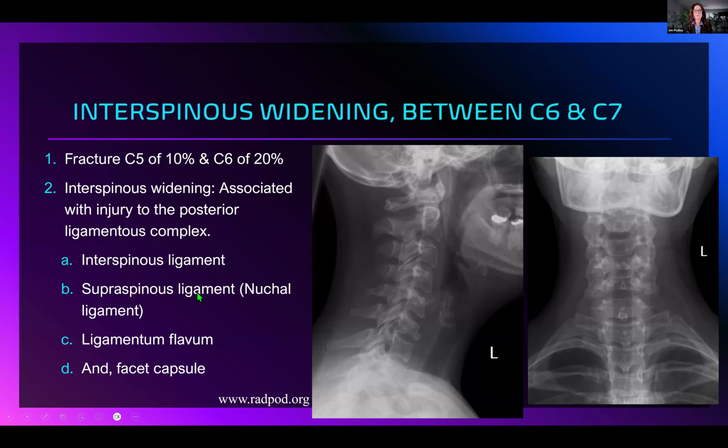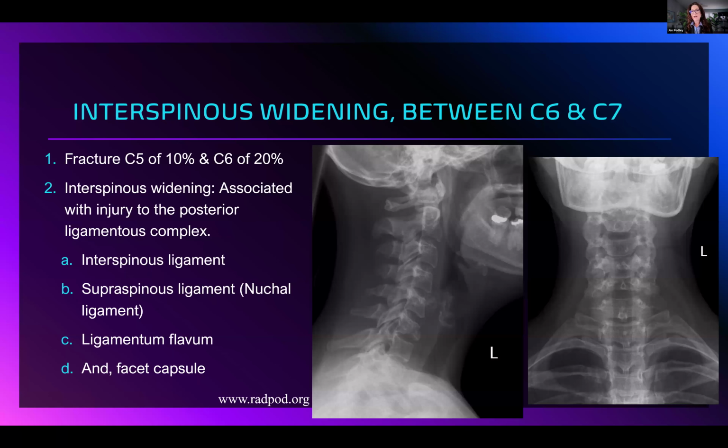But the supraspinous ligament is also called the nuchal ligament. That's where nuchal bones are in. So the nuchal ligament takes a lot of force, but it can happen. I've seen it only a couple of times, but it definitely can. The ligamentum flavum is the ligament that is anterior to the lamina. It's in the canal, but it's anterior to the lamina. That potentially could be torn. Facet capsule.